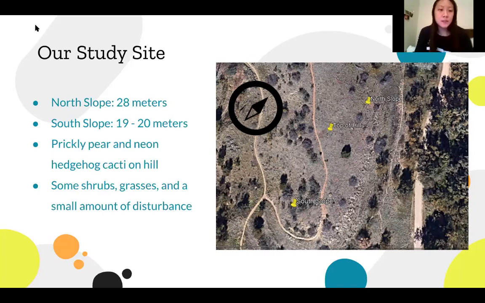The north slope that we collected data on was approximately 28 meters. The south slope was approximately 20 meters. On the hill itself, we found prickly pear and neon hedgehog cacti, which are the barrel cacti on the hill. We also found shrubs and grasses that were growing amongst the cacti. There were small amounts of disturbances that Sierra mentioned, and we will also be talking about those disturbances and their impact on our data later on in the presentation.